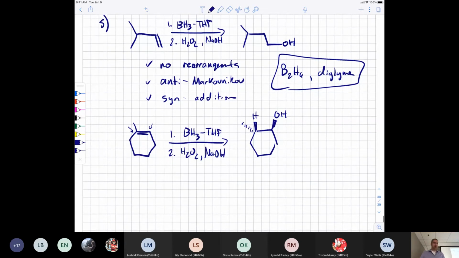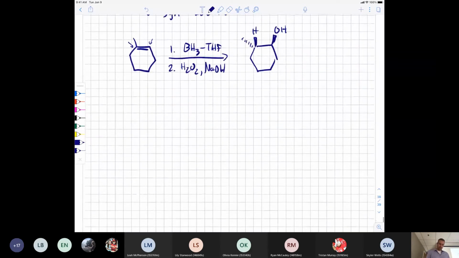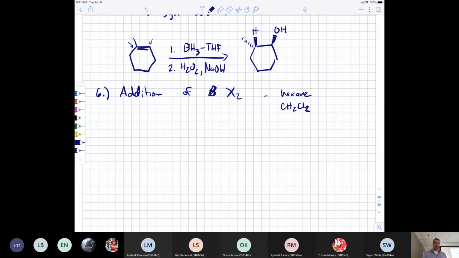The next one we did was addition of Br2, bromination. Call that 6. I'm going to say Br2, X2. So typically for addition of X2, we need a nonpolar solvent. Usually we would use something like hexane or dichloromethane, which is CH2Cl2. These are nonpolar or weakly polar solvents. And the addition of this is anti.